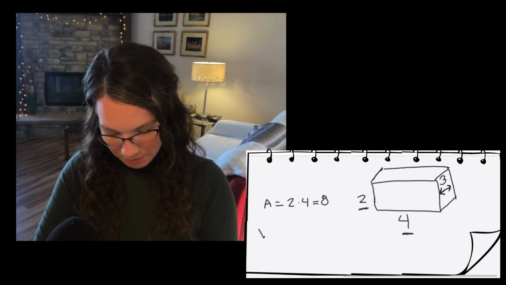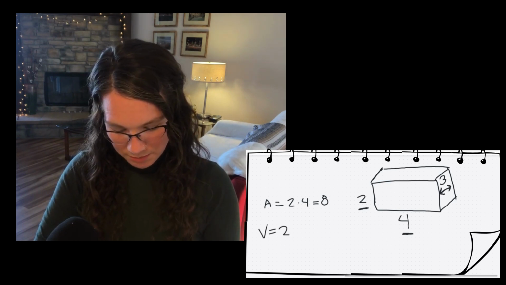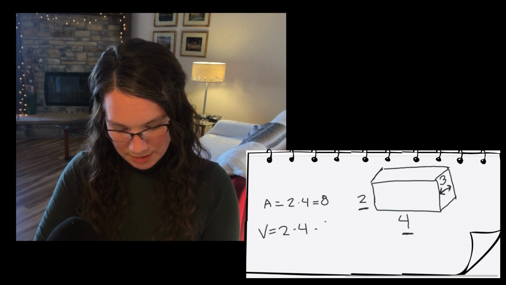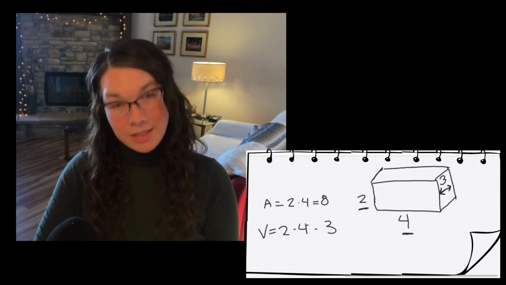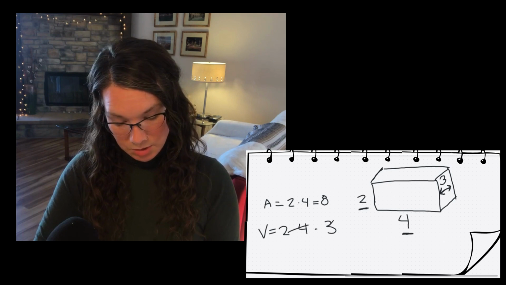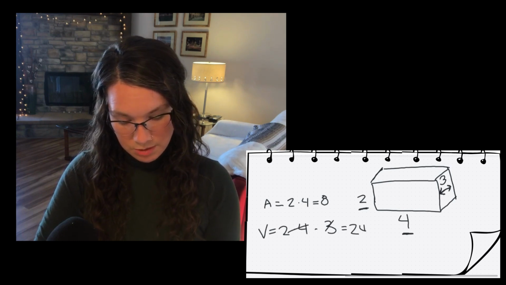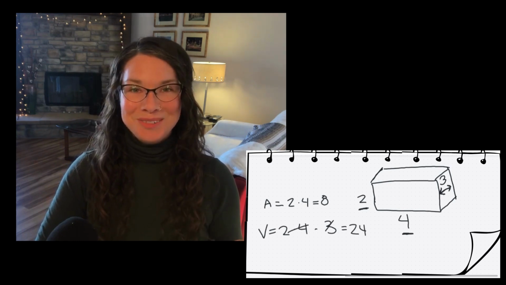So the volume of this rectangular solid would be 2 times 4 times 3. So 2 times 4 is 8, and then 8 times 3 is 24. So the volume would be 24. I hope this helps.